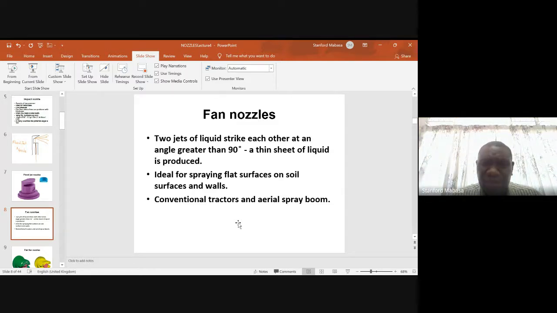This is ideal for spraying flat surfaces on the soil and walls. Conventional tractors and aerial spray booms can also have these fan nozzles.